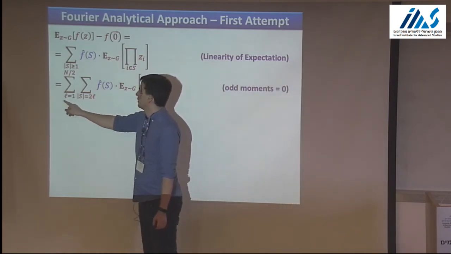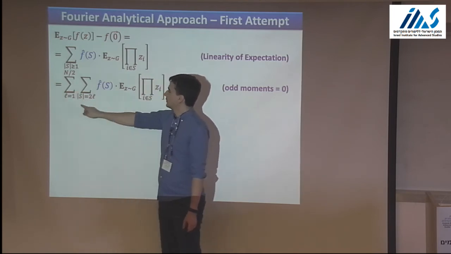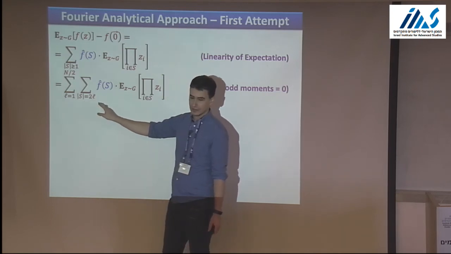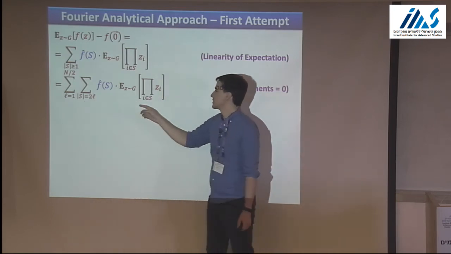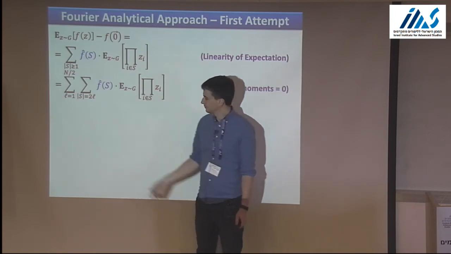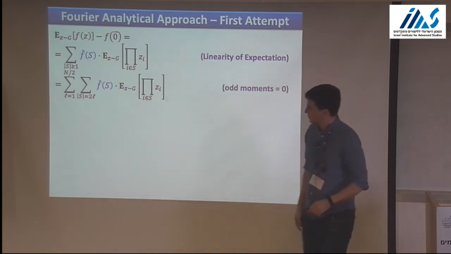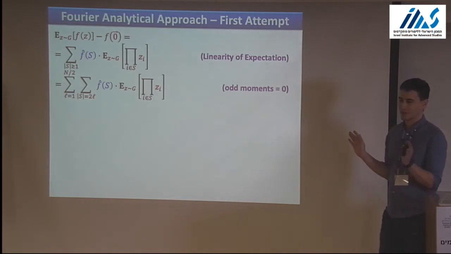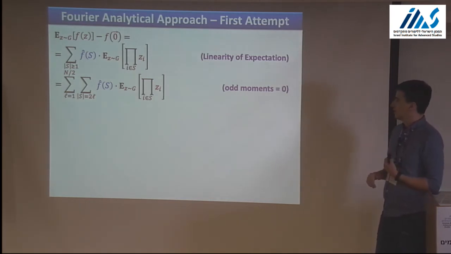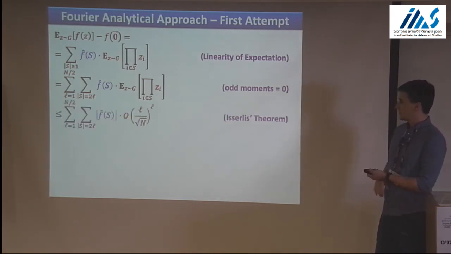I'm summing over all possible degrees, or all possible L between 1 and n over 2. I'm taking all possible coefficients of size 2 times L, and I'm asking what's the contribution of these guys. Okay, so far it's just equality. I didn't do much. What about the even terms?